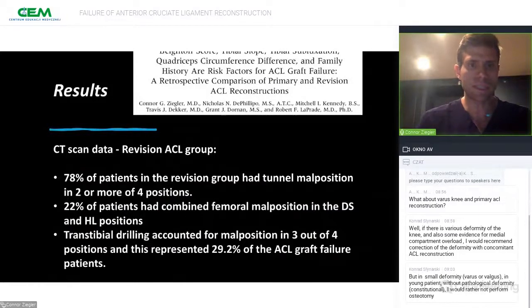So with our CT scan data, 78% of patients in the revision group had tunnel malposition in 2 of the 4 positions. Again, 2 positions were measured on the tibia and 2 on the femur, so 4 total. 22% of patients had combined femoral malposition in the deep-shallow and high-low positions. And transtibial drilling accounted for malposition in 3 of the 4 positions, and this represented over 29% of ACL graft failure patients in this study.